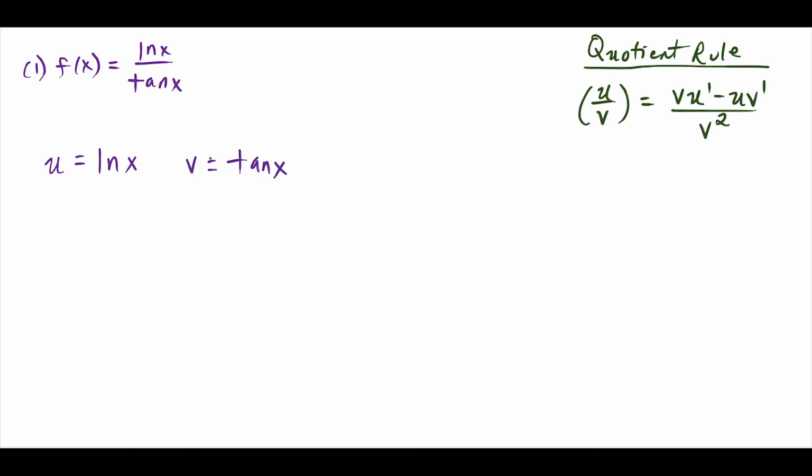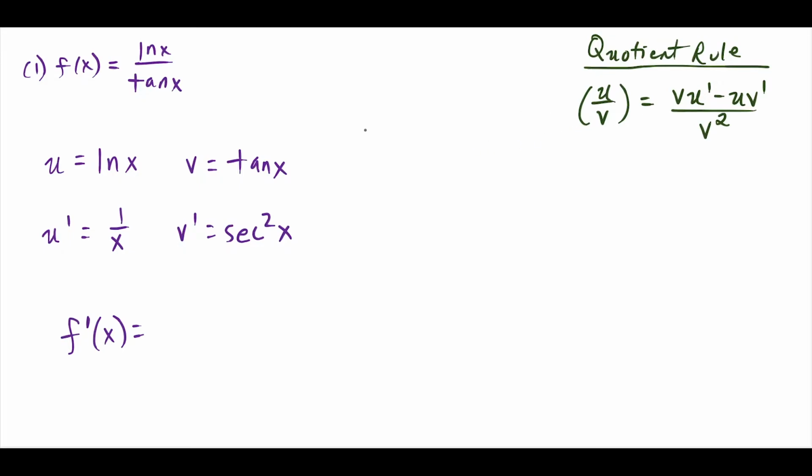So then we just have to know the derivative of each of these pieces. So we would have u prime is going to be 1 over x, and v prime is equal to secant squared x. So then when we want to use the quotient rule, we're just going to apply this formula. Just be careful not to do the derivative of the numerator over the derivative of the denominator. That's a very common mistake when people forget quotient rule. We just have to remember to use this entire thing here.